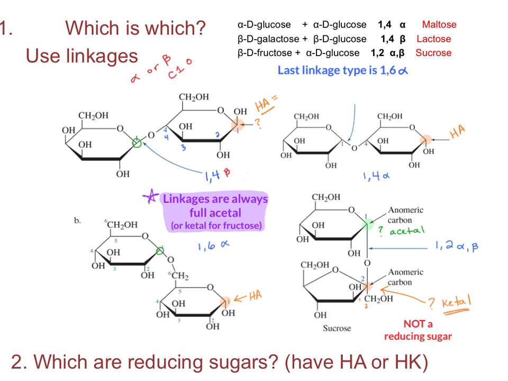So maltose, lactose are both going to be reducing sugars. This other one wasn't a sugar, but technically if it was put together that way, it could be one. And then a sucrose would be not a reducing sugar. So that's why it's not, because it's closed in and has full acetal, full ketal, instead of having the hemi.